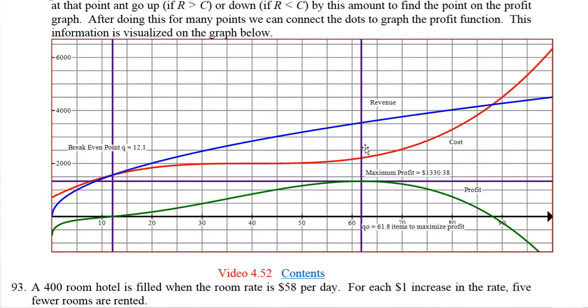And in general, this works for finding not just revenue and cost, but if we have two functions and we want to maximize the distance between those two functions, we're looking at where the derivatives of the two functions are equal to each other.